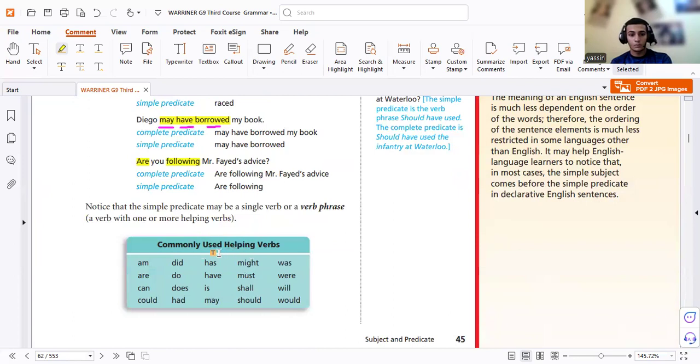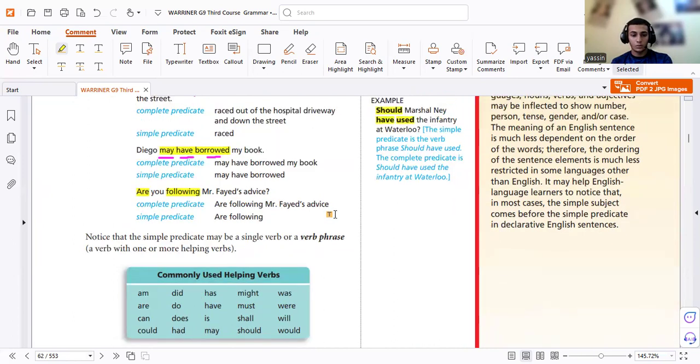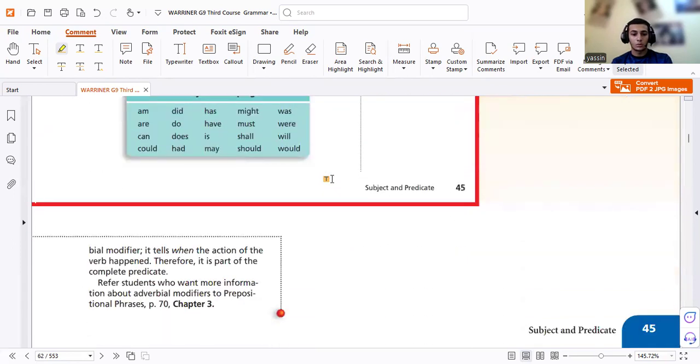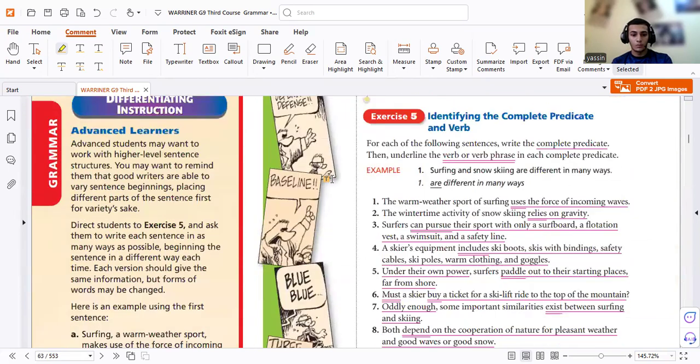And here, just like common use, the helping verbs can be expected, but I don't care. I'm just looking at the sentence. If you found the main verb, the last one is the main and the rest are helping. Of course, we'll discuss that many times. Let's see examples.